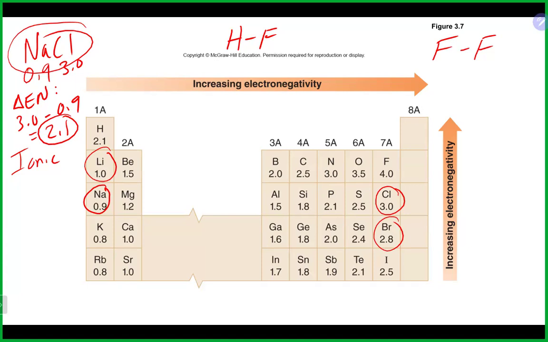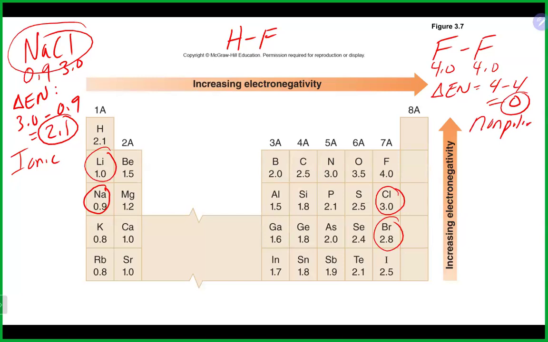If we take our fluorine here, that's a value of 4, and fluorine has a value of 4. So if we take the difference in electronegativity, 4 minus 4, that is as perfect equal sharing as you could get. That's going to be a nonpolar bond, as that is less than 0.4, obviously.